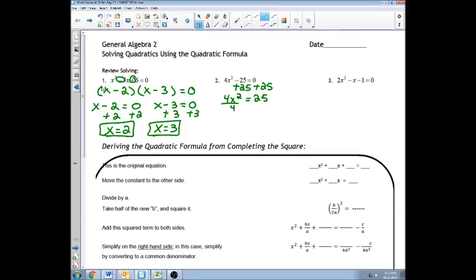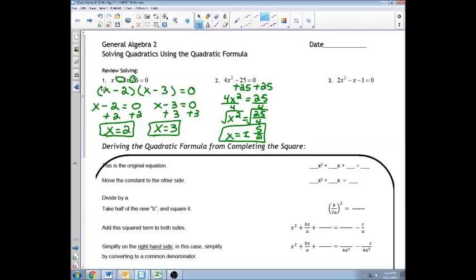Divide by 4. That would get me x squared is equal to 25 over 4. Now take the square root. X would equal plus or minus 5 over 2. If you did do the difference of two squares or factor that, it would come out to the same answer. All right, on to number 3.